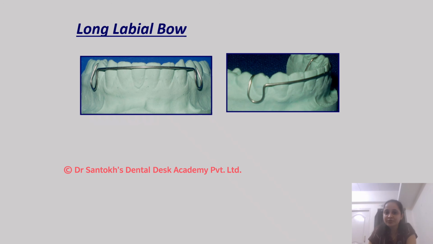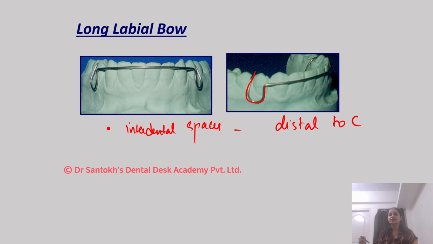Next, coming to long labial bow. So it is similar to your short labial bow, but it is extending up to your first premolar. So what is the indication? When there are interdental spaces distal to canine. So if there are interdental spaces distal to the canine also, you will use the long labial bow. Okay.